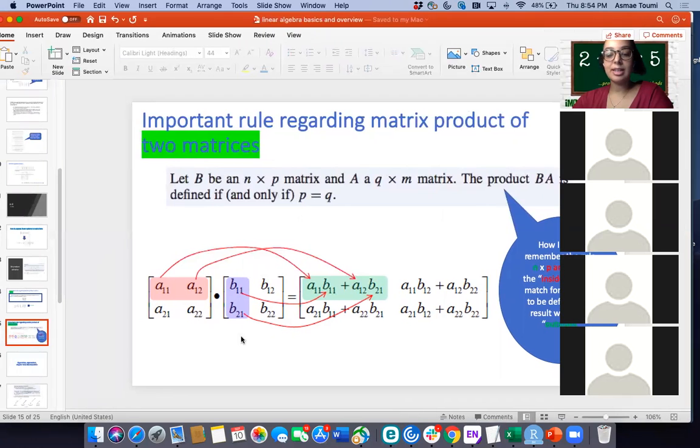Here, unfortunately, the example is not very illustrative of this because they're both the exact same structure. They're both 2 by 2, but again, the arrows I thought were helpful in this diagram in case you forget how to multiply and add things up to get the result.